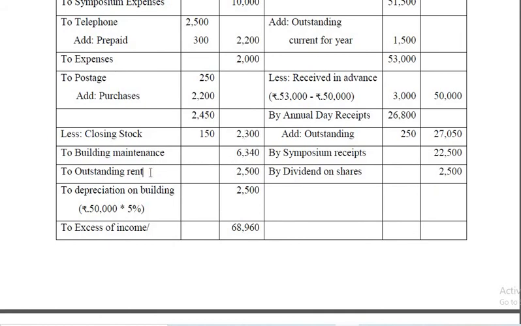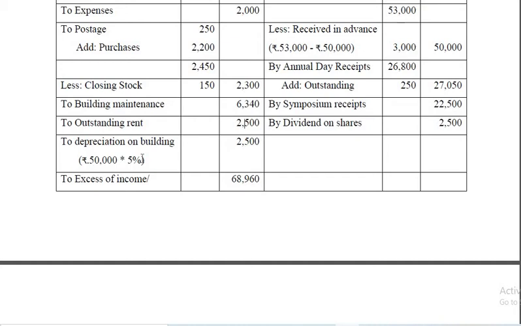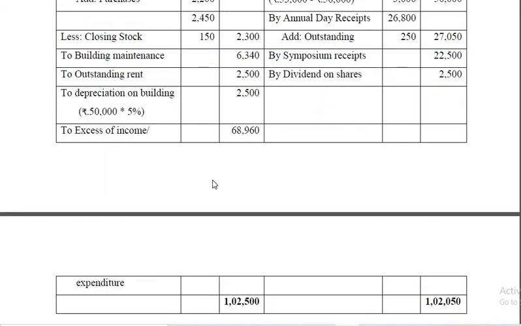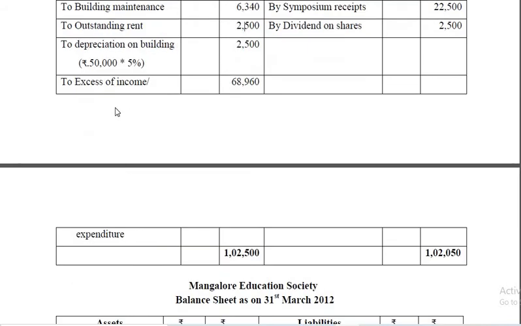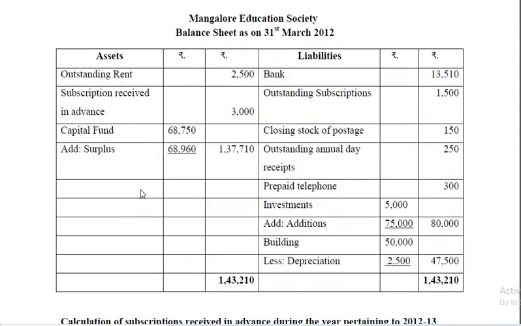Outstanding rent, nothing is paid during the year, therefore entire amount is outstanding 2,500. This is found in the adjustment. Depreciation on building, opening balance is 50,000. They say you charge depreciation at the rate of 5%, that comes to 2,500. Now if you balance the two sides, you will get balancing figure 68,960. That is the surplus or excess of income over expenditure. Come to the closing balance sheet. Closing bank balance 13,510. This is on 31st March 2012.